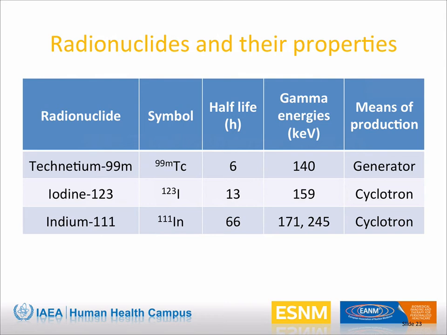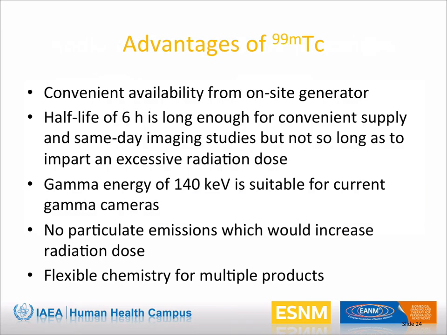The most commonly used radionuclide is technetium-99m, which, as we've already heard, is produced by a generator. Two of the other radionuclides are iodine-123, which is good for labeling small molecules, and indium-111, which is good for labeling peptides and proteins. Some of the advantages of technetium are its availability from an on-site generator right in the hospital. The half-life of 6 hours is a good trade-off between supply, time for imaging, and not giving the patient an excessive radiation dose. The gamma energy is suitable for current gamma cameras.